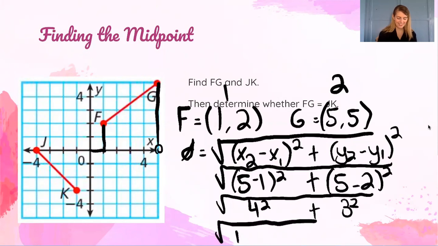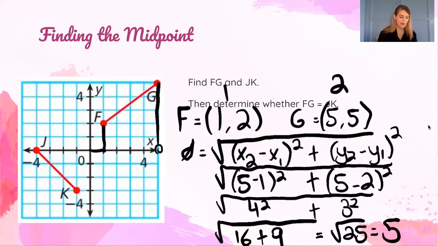4 squared is 16. 3 squared is 9. That equals 25. The square root of 25 is 5. So up here, I'm going to write that FG is equal to 5.